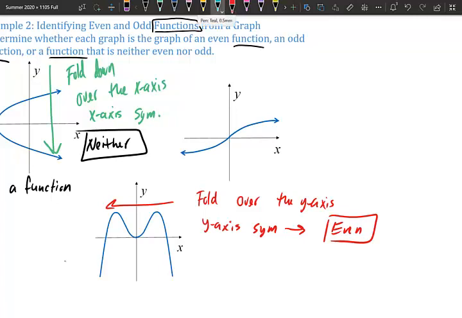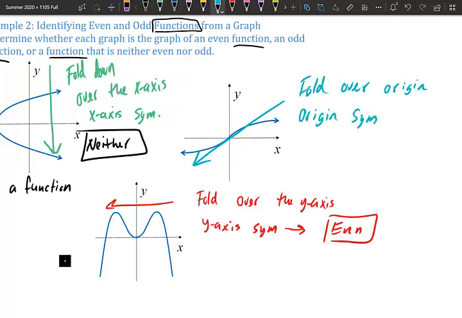Alright, last one. Whenever it looks like an S like this, you're usually going to fold it over the origin. So we fold over the origin. Because of that, we would say that this is origin symmetry. And because of that, we know that this is odd. How do I remember the two? Well, it's either even or odd, and it's either origin or y-axis. So origin, odd, O goes with O. By default, the other one's even and it's y. But I can remember origin because origin and odd both start with O.